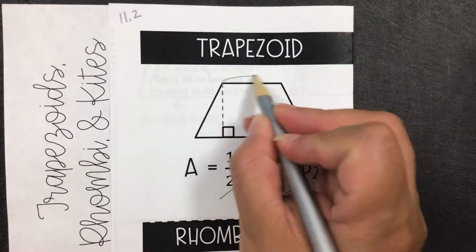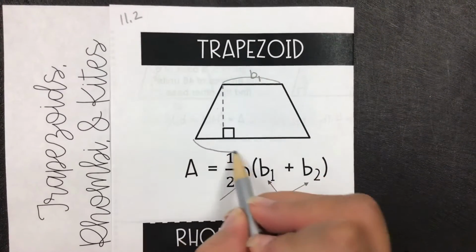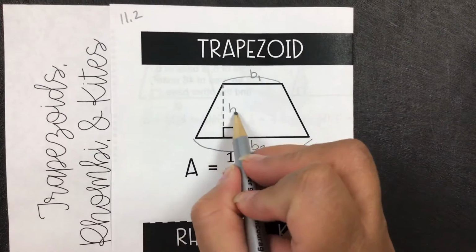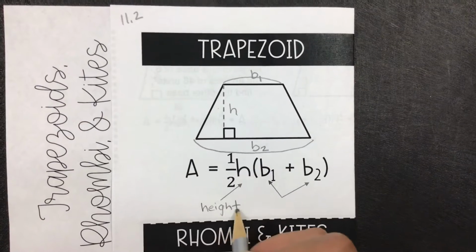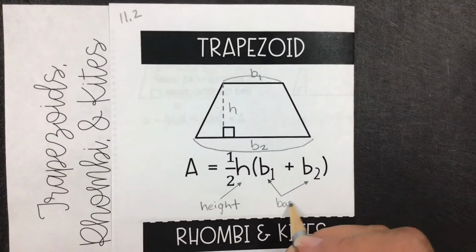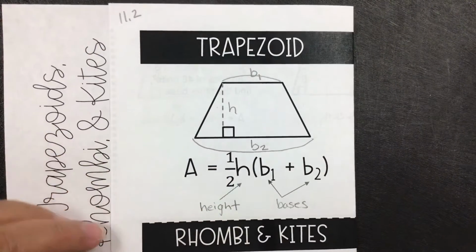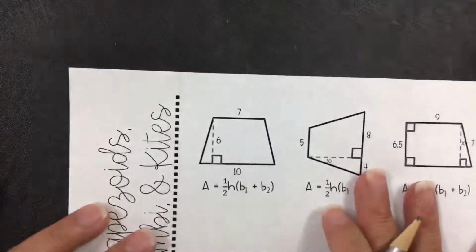This is considered one of the bases, so we're going to call it base 1. And then this whole thing is the other base. We're going to call it base 2. And over here would be the height. So this is the height. And these are the bases. We're going to add them together, multiply by the height, and then divided by 2 to get the area.